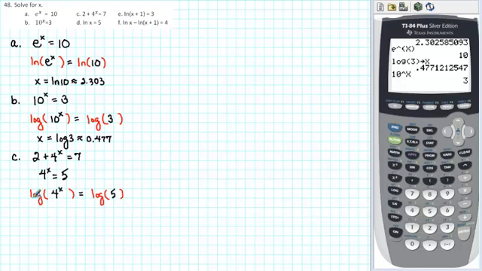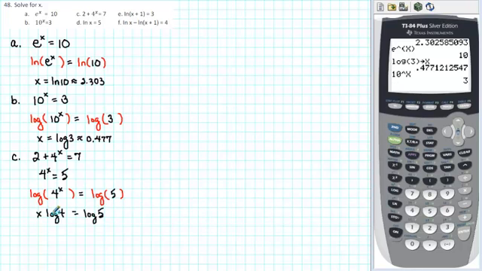On the left-hand side, the common logarithm is base 10, and we're exponentiating base 4, so these two do not undo each other. However, we can use a property of logarithms to simplify the left-hand side. That property says that the logarithm of a power is equal to the exponent of the power multiplied by the logarithm of the base. So in this case, the left-hand side becomes x times the logarithm of 4. So we have x multiplied by the logarithm of 4 is equal to the logarithm of 5.